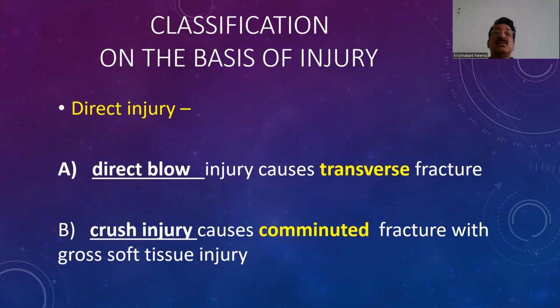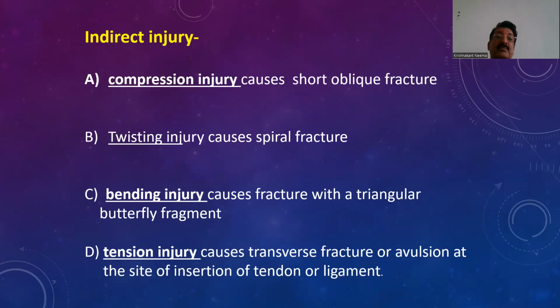It can be direct injury. Example, direct blow causing a transverse fracture. B, crushing injury. This causes comminuted fracture with gross soft tissue injury. So what do you understand by comminuted fracture? When there are multiple fractures lying at the same spot, it is a comminuted fracture. These two are the examples of direct injury.